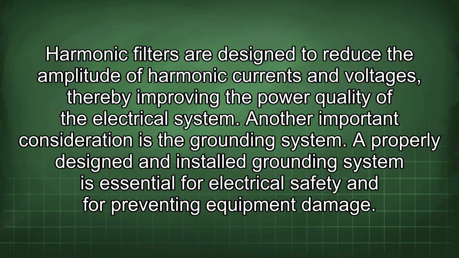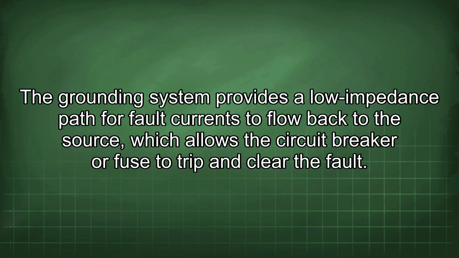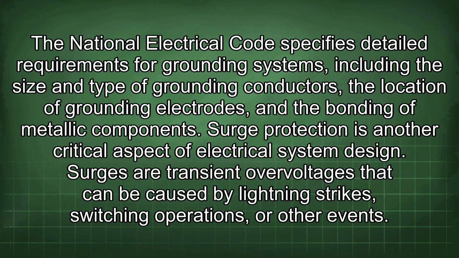Another important consideration is the grounding system. A properly designed and installed grounding system is essential for electrical safety and for preventing equipment damage. The grounding system provides a low impedance path for fault currents to flow back to the source, which allows the circuit breaker or fuse to trip and clear the fault. The National Electrical Code specifies detailed requirements for grounding systems, including the size and type of grounding conductors, the location of grounding electrodes, and the bonding of metallic components.